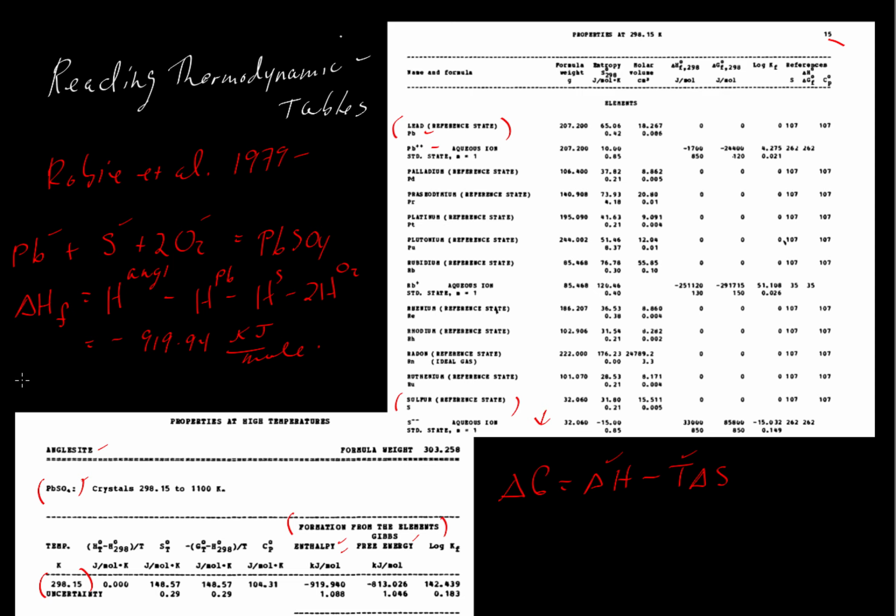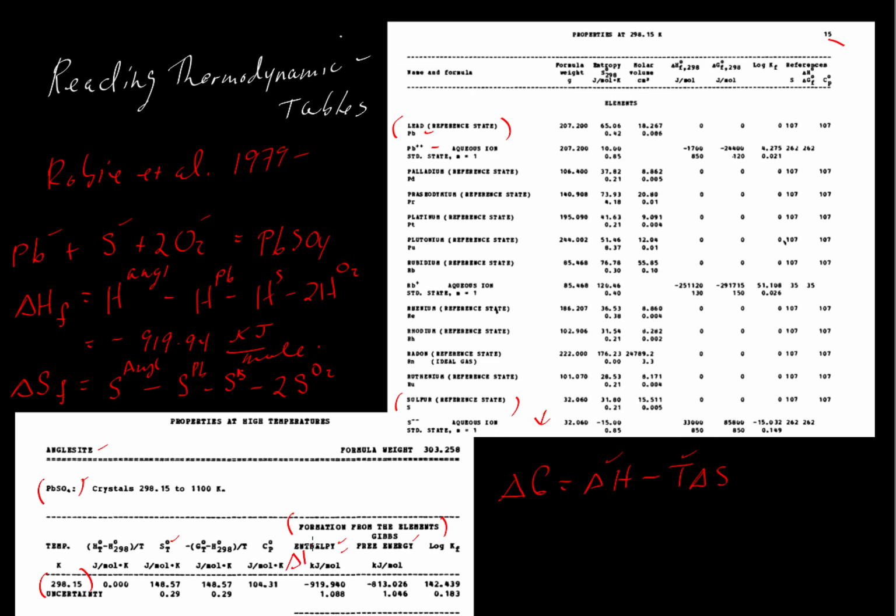But what about delta S? Delta S, this is one of the tricky parts. The delta S for this formation is not given in this table. It is not this. This is the entropy of anglesite at 298.15, and we would have to subtract from that the entropy of lead, minus the entropy of sulfur, that's an S, minus 2 entropy units of O2 gas. And we can get that from this table over here in 15. So that's kind of a trick.